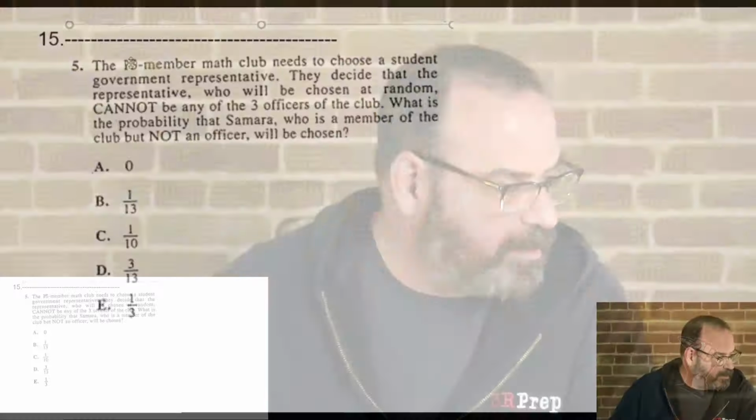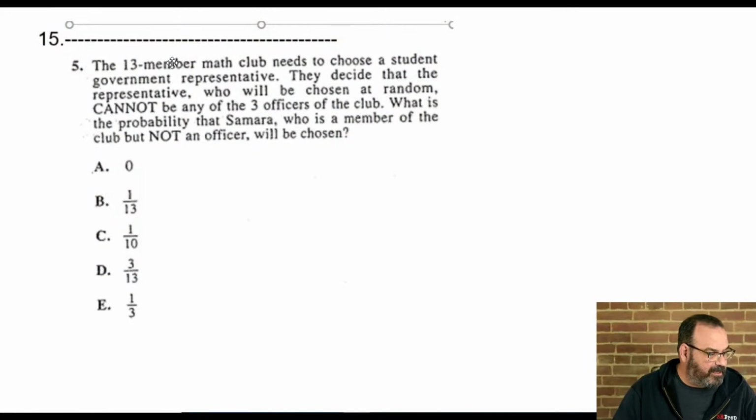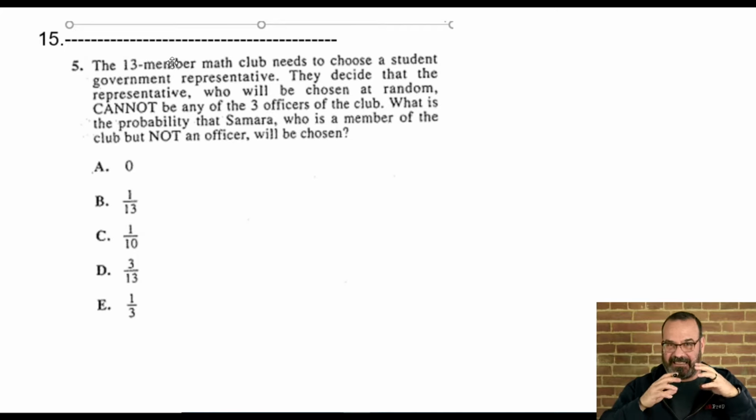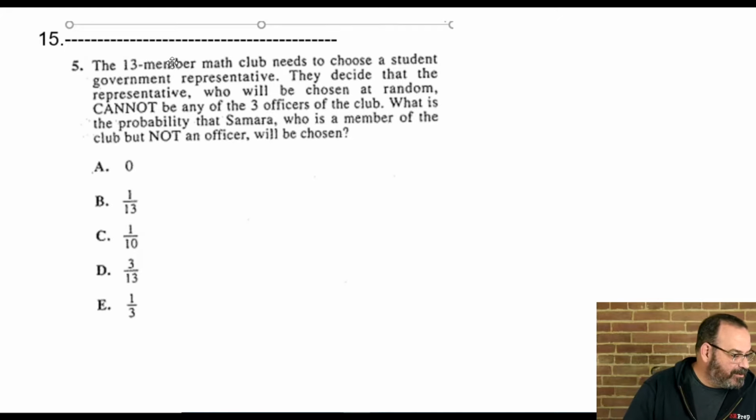Lastly, for the last problem of the day, the 13-member math club needs to choose a student government representative. They love to choose student government representatives. They decide that the representative who will be chosen cannot be one of the 3 officers. Wait a second. This is fantastic. This is the exact same thing. So the ACT takes problems and has the exact same structure and the same wording and just replaces it. Who is a member and not an officer will be chosen.